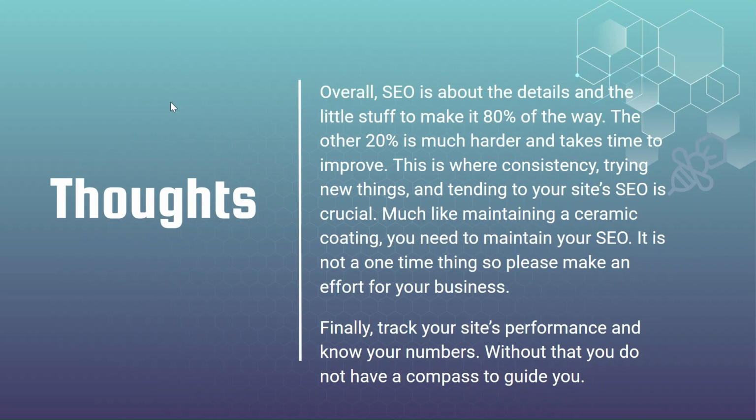And then finally, track your site's performance and know your numbers. Without that, you're not going to have a compass to guide you. And there's many tools out there that you can use. Google Analytics is a great one. It's a free platform through Google that you can use to track maybe site traffic or revenue. You can use Google Search Console, which is another version of that, can track organic keywords and things like that. And we'll dive into some of that stuff in a later video here to help you with understanding your data. But without that piece, you're really kind of shooting in the dark.